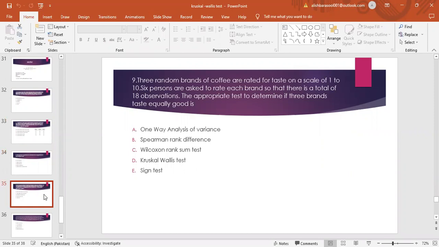Three random brands of coffee are rated for taste on a scale of 1 to 10. 6 persons are asked to rate each brand so that there is a total of 18 observations. The appropriate test to determine if three brands taste equally good is A, one-way analysis of variance, B, Spearman rank of difference, C, Wilcoxon rank sum test, D, Kruskal-Wallis test, E, sign test. D. D is the right answer.